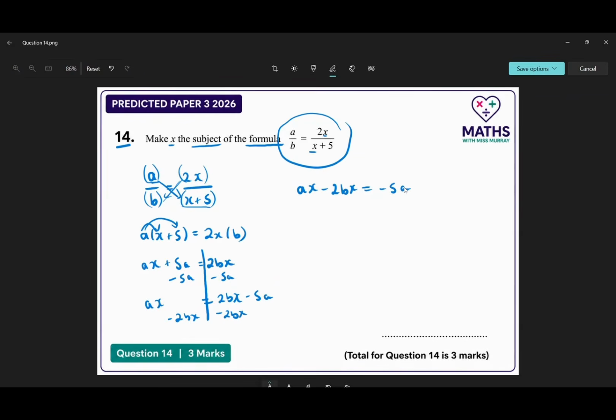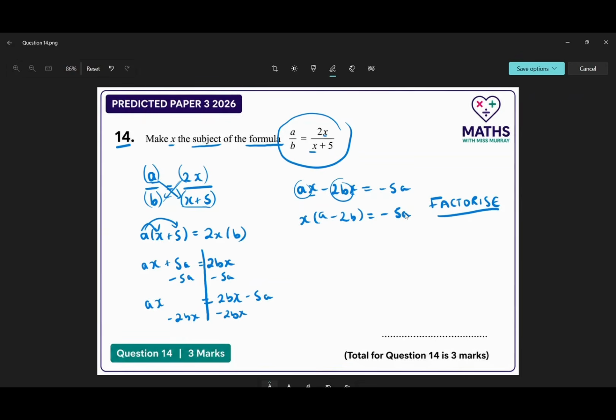And now, the problem I have here is I cannot add or subtract these together because they're not like terms. This is ax, this is 2bx. So this is quite common if you get a change the subject question or make x the subject of the formula, or any letter for that matter, and you can't work out what to do here. The key is to factorise, because that's the only way that you can get x out on its own. So if I take x out here and put it on the outside of the bracket, what I'm left with is a minus 2b inside the bracket, and then I've got my negative 5a over here.